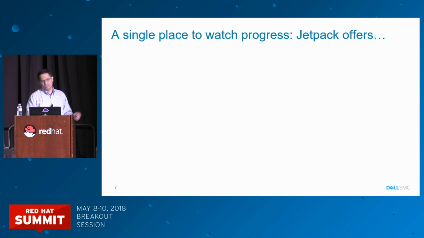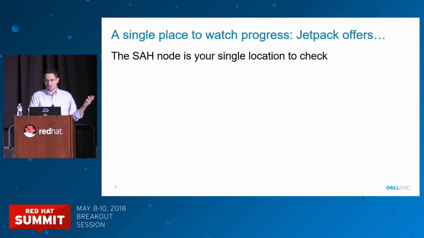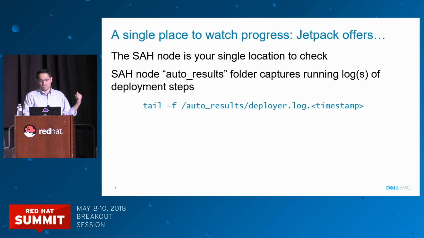So let's say you created these two files, you modified them, you adjusted everything that you needed just so, and now you need to watch the progress. So where do you go? You log into your SAN node, you start looking at a single location. What Jetpack does is it starts putting a log file in a single place, /auto_results file.